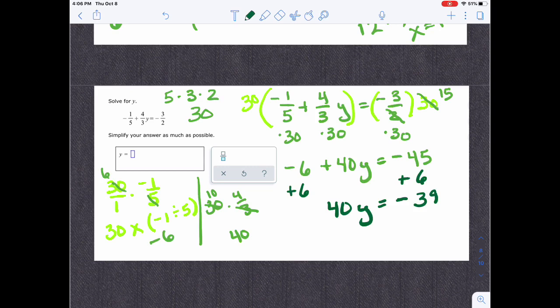Watch this. It says simplify your answer as much as possible, and notice that it's giving you a little fraction option, so it's likely that your answer is a fraction. When I divide by 40 over here and divide by 40 over here, this looks crazy, but the answer is right there. Don't get freaked out and think you have to change it to be something else. You have already gotten the answer right there. It's fine, just the way it is. Right, that's the last problem.